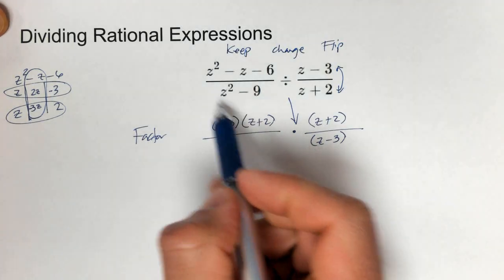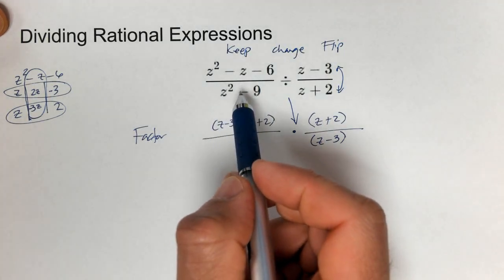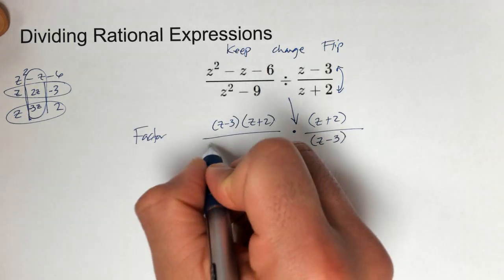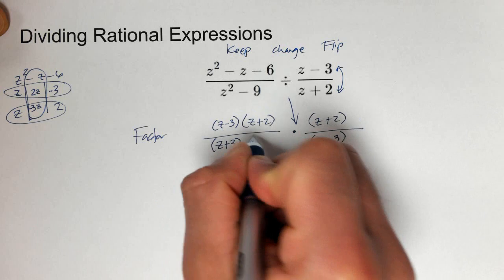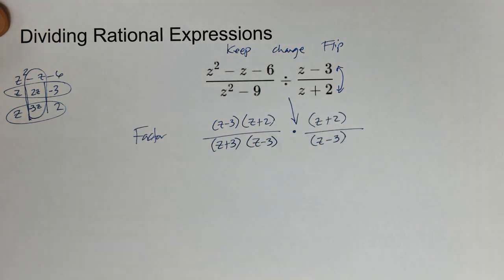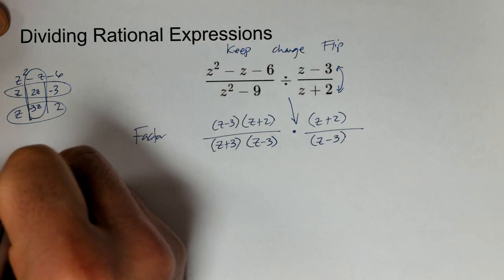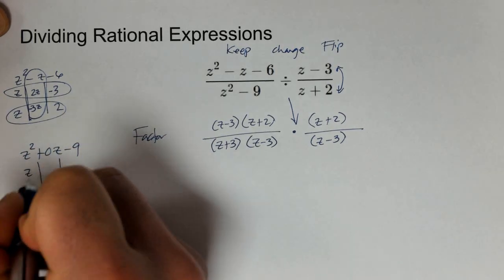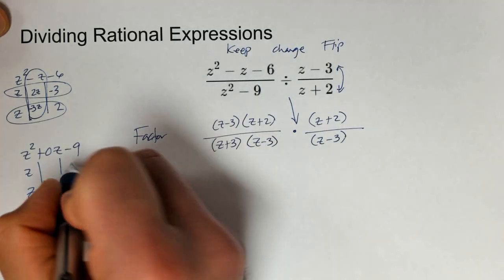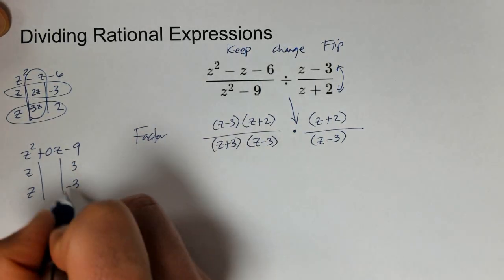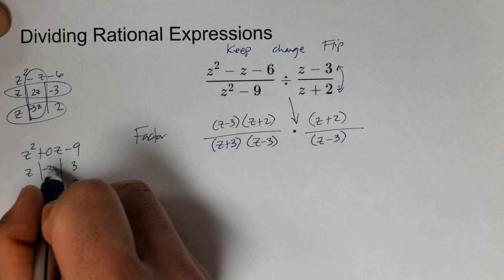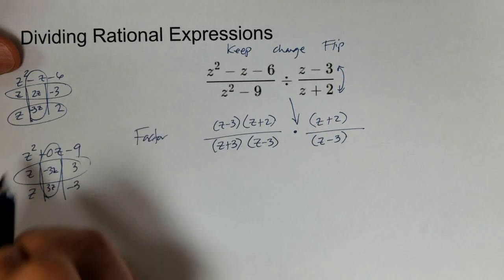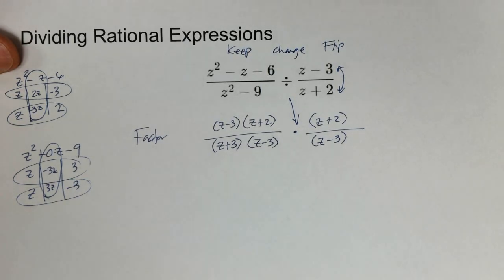And the bottom, what are going to be my factors? I have a 0 in the middle. What's going to multiply to get 9 but cancels a 0 in the middle? Z plus 3 and Z minus 3. Now if you want to see it, you can put it here on the side, Z squared plus 0Z minus 9. Z times Z is Z squared. And 3 times negative 3, that's what's going to cancel to get the 0 in the middle. That's how I got Z plus 3, Z minus 3 from here.